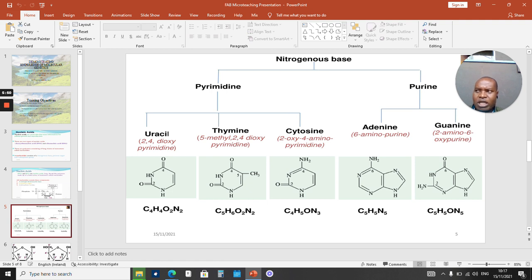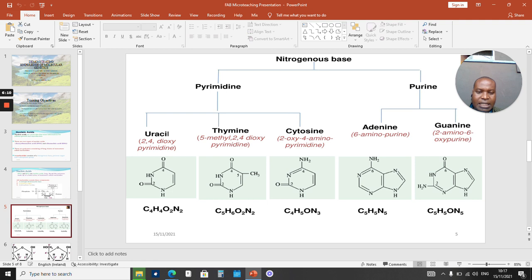Like you see the molecular formula down there for uracil. You see it is C4, H4, O2, and N2. So there is a nitrogen there. That is what makes them to be called the nitrogenous bases. So you look at all of them, they have nitrogen. They must have nitrogen. They have at least 2 nitrogen atoms.